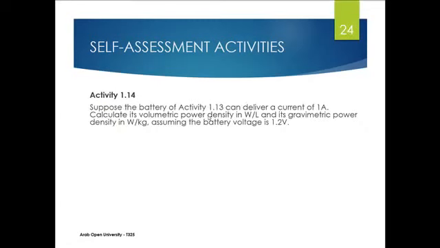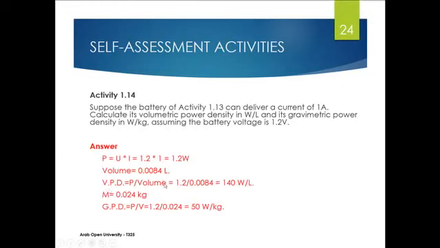The same battery with the previous characteristics now delivers a current of 1 ampere. Now they asked us to calculate the volumetric power density and the gravimetric power density. Again, the key point is to calculate the power. When we have the current and the voltage, we can calculate the power, which is U times I. And now, having the power and using the previous characteristics we had for the volume and the weight, we can calculate the volumetric power density and gravimetric power density.